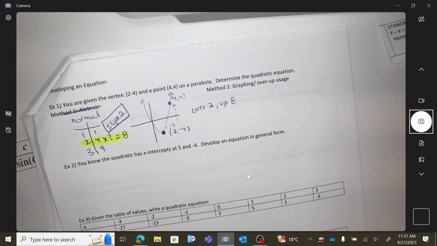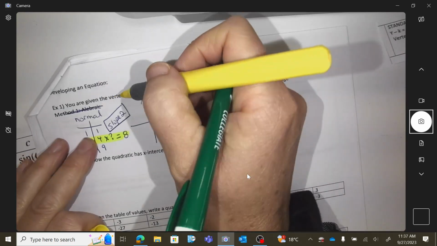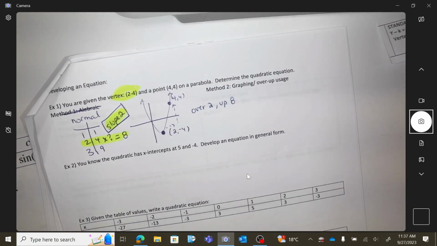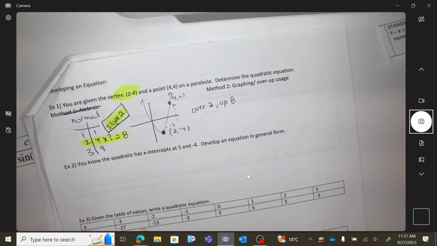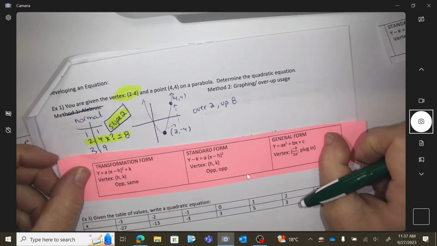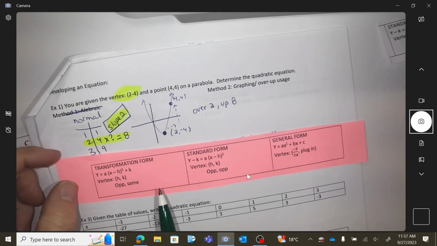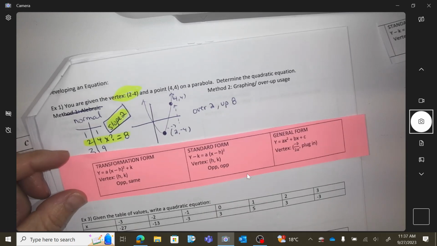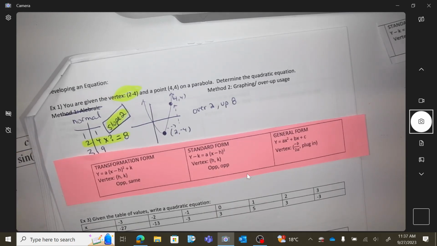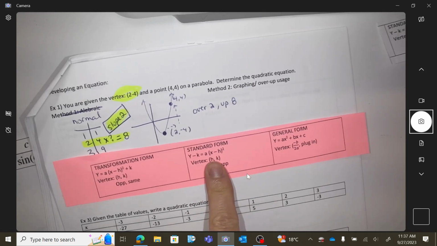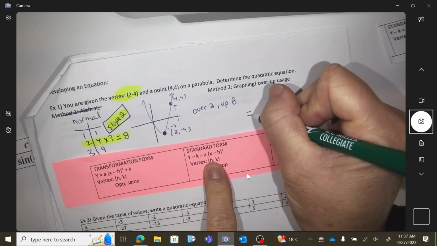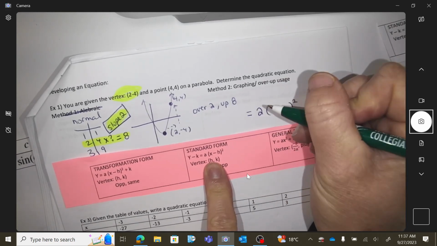Okay, so how do I get an equation? There you go. That's what you need. You need slope and vertex. So get your slip of paper out. It doesn't matter to me if you're going to pick transformation or standard. Okay? I am going to pick standard, okay? So I'm going to put the slope there.